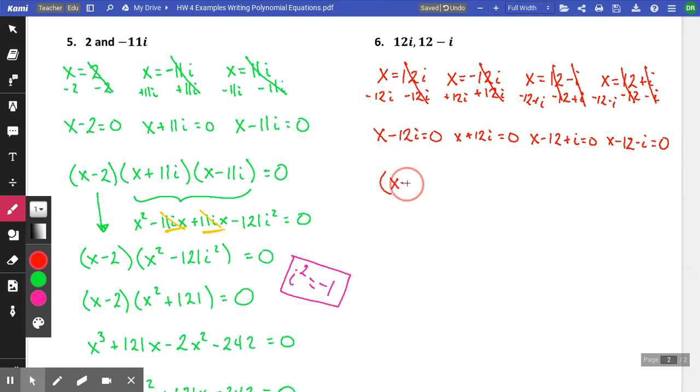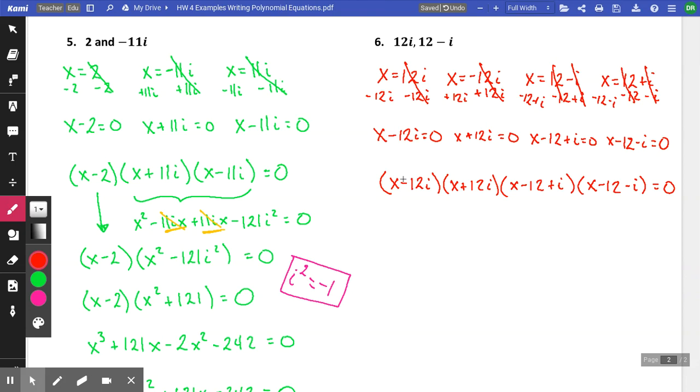x minus 12i, x plus 12i, x minus 12 plus i, and x minus 12 minus i. Okay, a lot of imaginaries going on here, a lot of room to make some mistakes, and it's going to take some room to finish this. So just go slow, be careful, and everything should turn out all right.